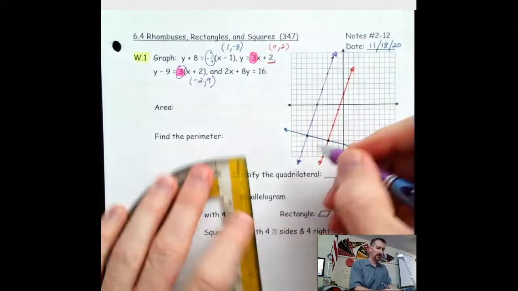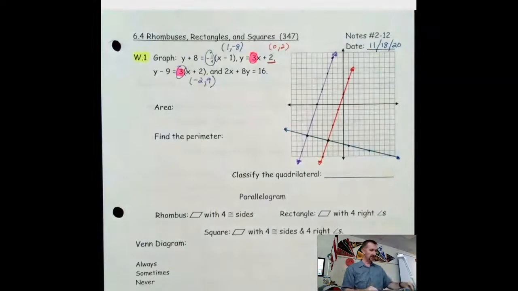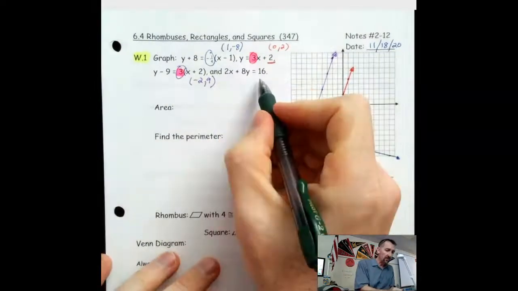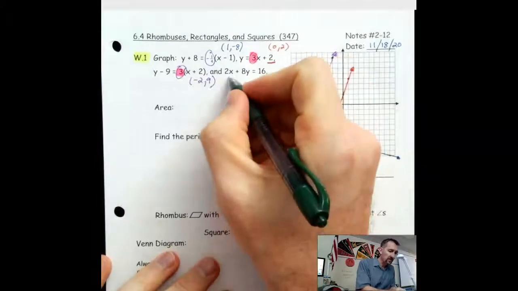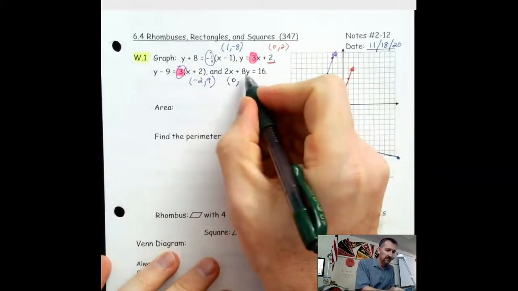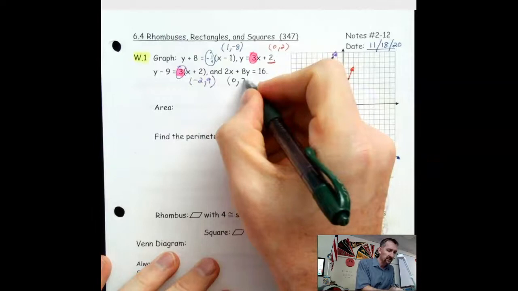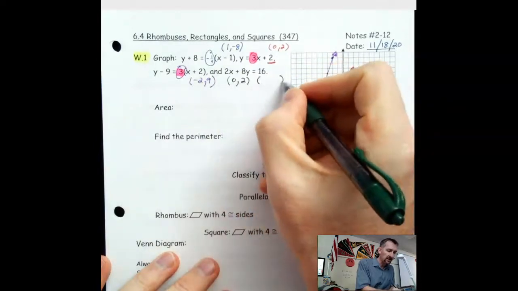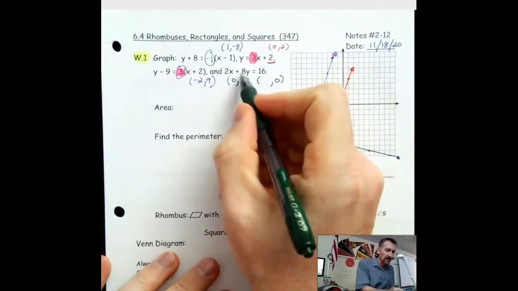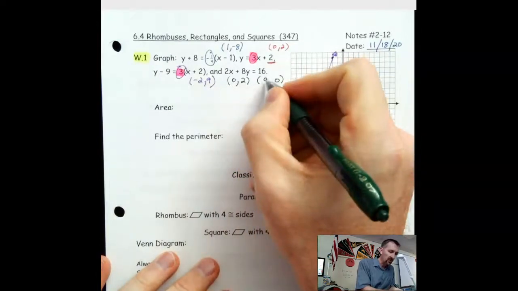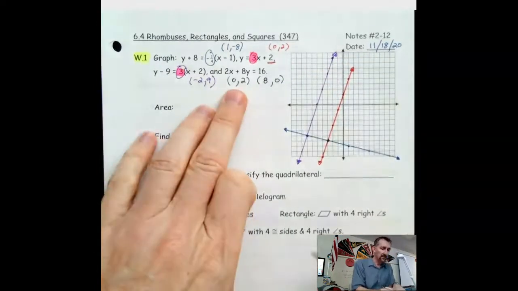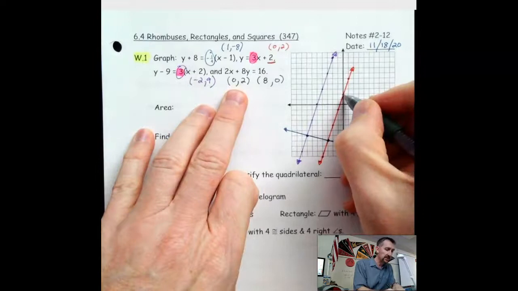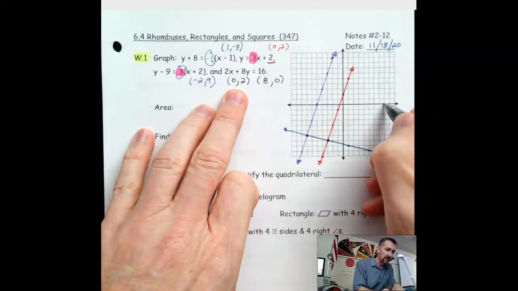There we go. There's our third line, and we have one more line to graph. That one's in standard form. So standard form is when we plug in 0 for x, and then we divide by 8, so we get 2 for y. And we plug in 0 for y, and divide by 2, and we get 8 for x. So we plot those 2 points. (0, 2) is right there, and (8, 0) is over here.